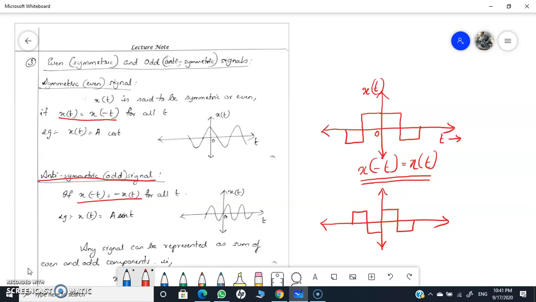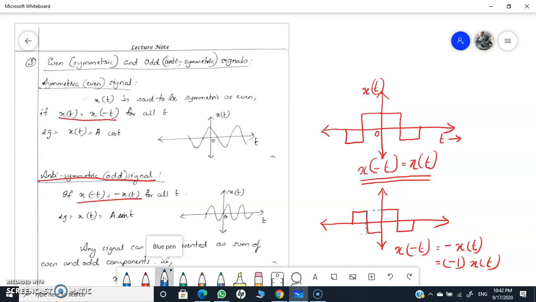So what is happening is, if I am taking x of minus t, this is my positive axis, I need to take the negative axis. This will be actually minus into x of t. That means this is equal to minus 1 into x of t. How this minus 1 is coming here is that, suppose I am taking x of t here. X of t is this. What is x of minus t? X of minus t means I need to take the mirror image of this.